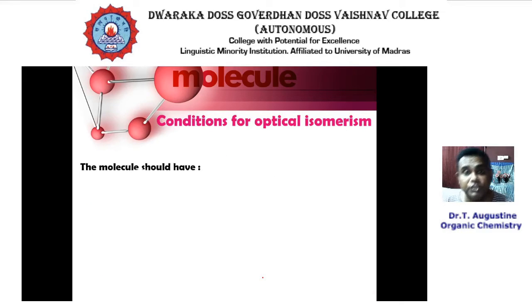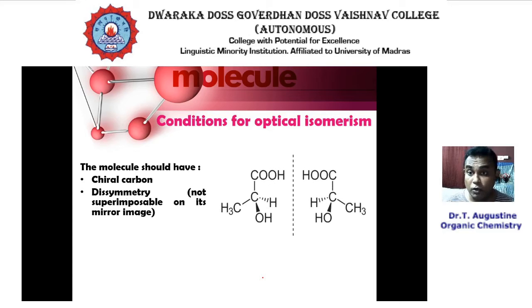What are the conditions for optical isomerism? The first fundamental condition for a molecule to exhibit optical isomerism is that it should have a chiral carbon. It can also be considered as a necessary and sufficient condition for a molecule to be optically active. So one necessary and sufficient condition for a molecule to be optically active is that the molecule should have a chiral carbon. But that alone is not enough.